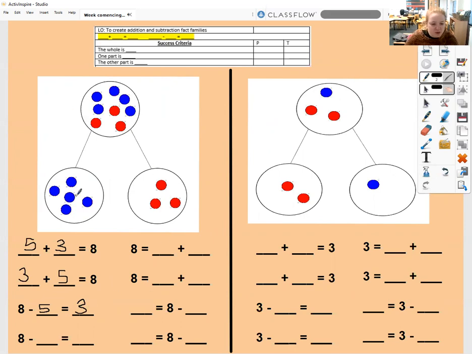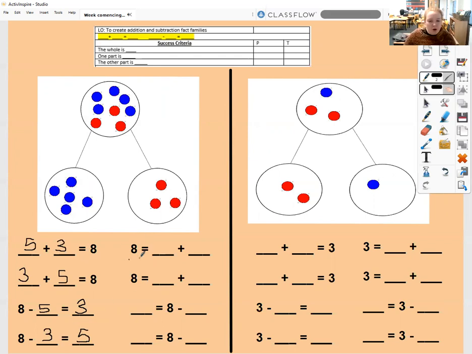And let's have a look at that again. So we're going to start again with our whole. 8 is our whole. Subtract our first part. So last time we subtracted 5. So this time we're going to subtract 3. 8 subtract our first part, which is 3, equals our remaining part, which is 5. Oh, whizzing through this one.